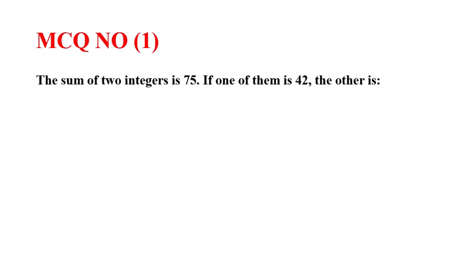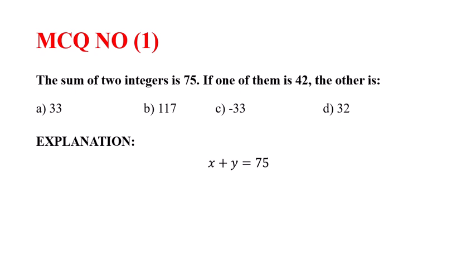The first MCQ is about the sum of two integers is 75. If one of them is 42, the other is? The given options are A 32, B 107, option C is minus 33 and option D is 32. Explanation: let us consider x plus y is equal to 75 according to the given condition.